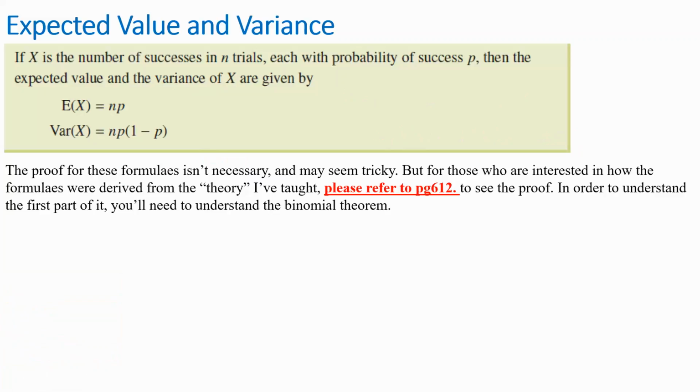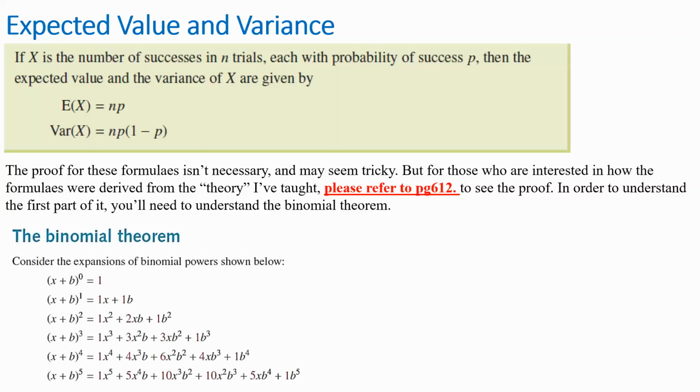In order to actually understand this, and I've bolded in red, please refer to page 6112. That will show you the proof for the expected value and the variance. Now, in order to understand it, if you're reading the first part and you're sort of lost already, it's because you need to understand what binomial theorem is. In case you don't know what binomial theorem is, I'm going to very quickly whip through this.